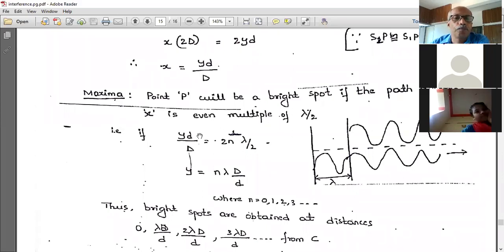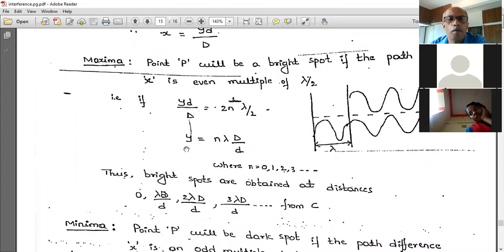Maxima. Point P will be a bright spot if the path difference x is an even multiple of lambda by 2, that is 2n lambda by 2. If x is equal to 2n lambda by 2, we substitute x as yd by D, so yd by D is equal to 2n lambda by 2, or y will become equal to 2n lambda capital D by small d. The 2 gets cancelled. It is y equal to n lambda capital D by small d.